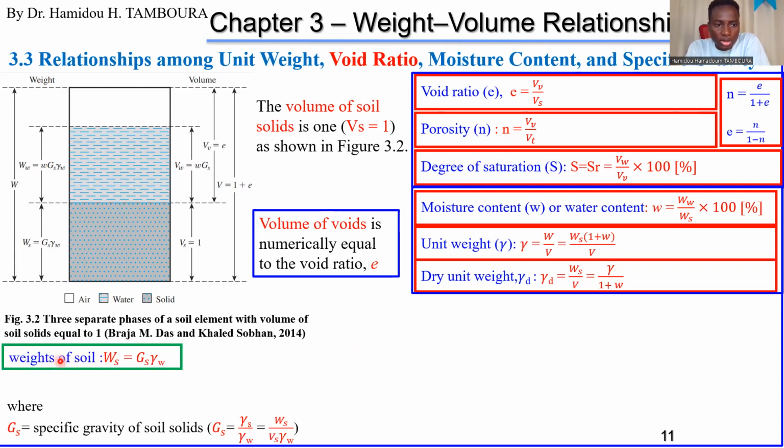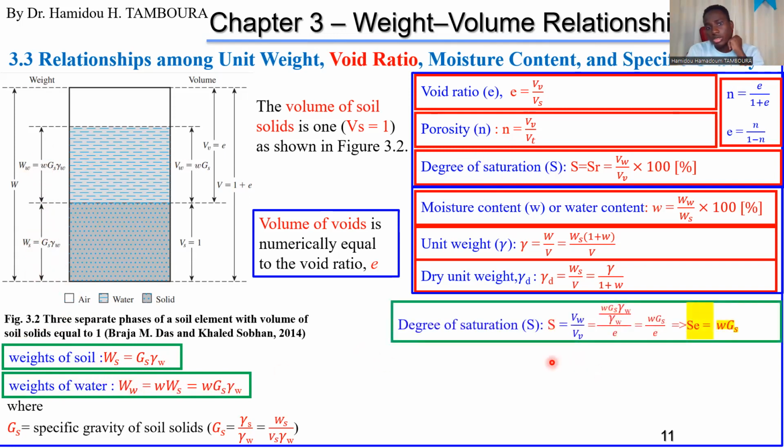Oh, this one we have already estimated. Okay. Weight of soil, we have already estimated. Weight of water, we have already estimated that. Let's go for the degree of saturation. Degree of saturation, the formula is saying volume of water divided by volume of void. Okay. VW divided by VV.